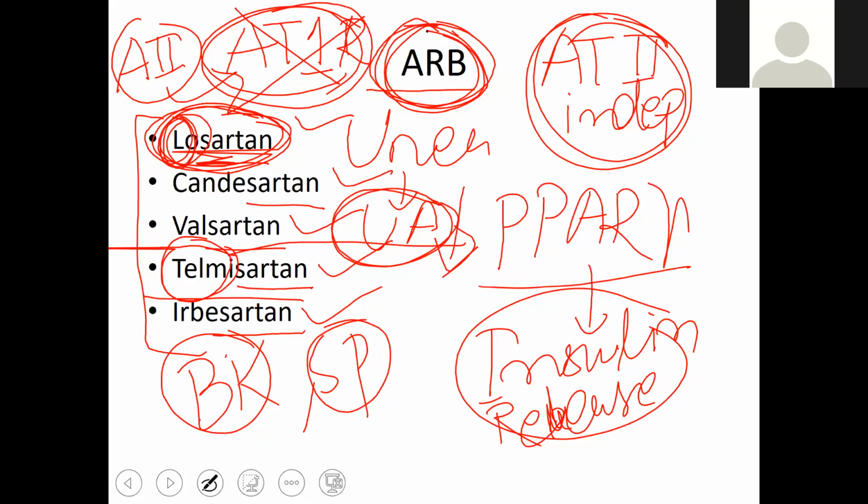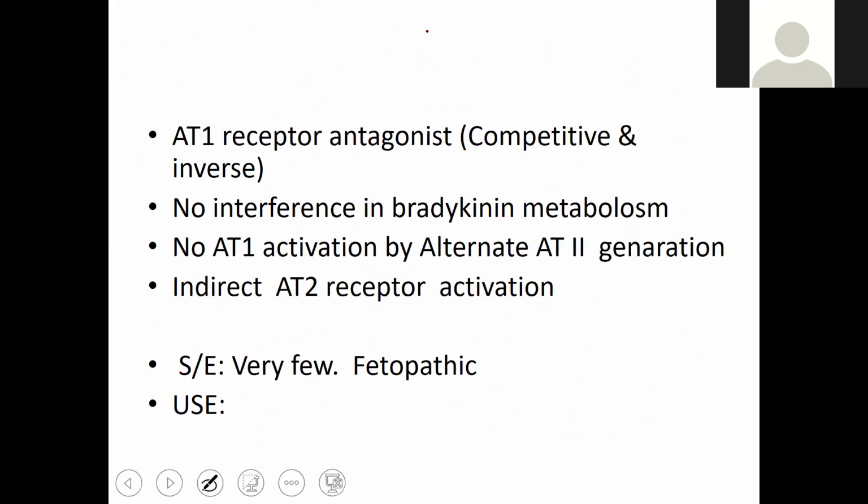happen. Okay, and similar to that, the hypotension part is very less because these are long acting drugs and they don't have any immediate action. So postural hypotension may happen, but usually doesn't happen. Okay, so acceptability of the ARB is very good.